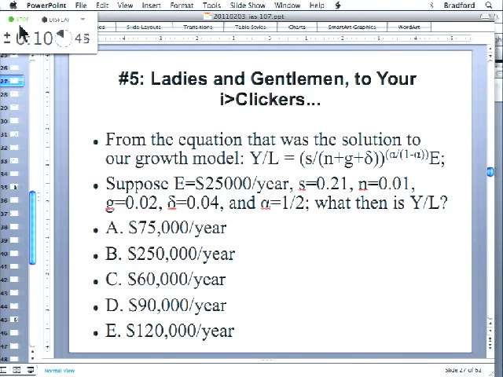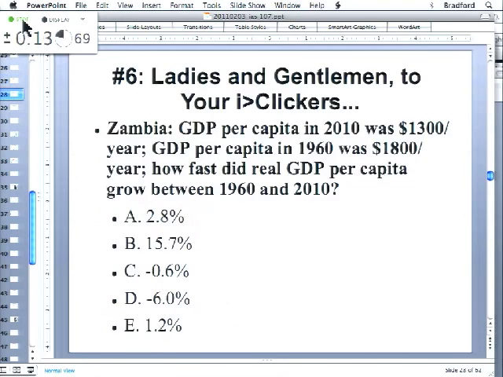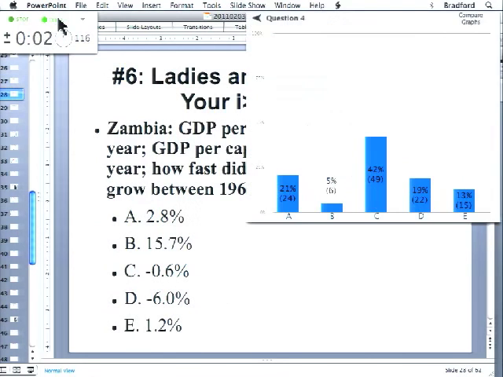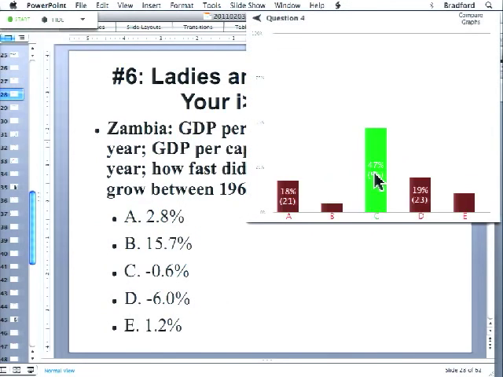Now, E can't be right because Zambia is poorer today than it was in 1960. And a positive growth rate would mean it was richer today than it was in 1960. So E can't be right. D can't be right because if something's shrinking at 6% per year, then the rule of 72 tells you that since 72 divided by 6 is 12, it halves in size every 12 years. So if Zambian GDP were falling at 6% per year, and if it were $1,800 in 1960, well, it would have been $900 in 1972, it would have been $450 in 1984, it would have been $225 in 1996, it would be now $125 today.